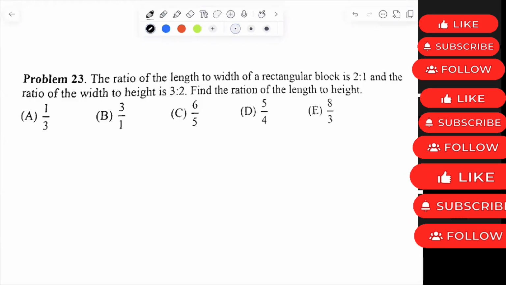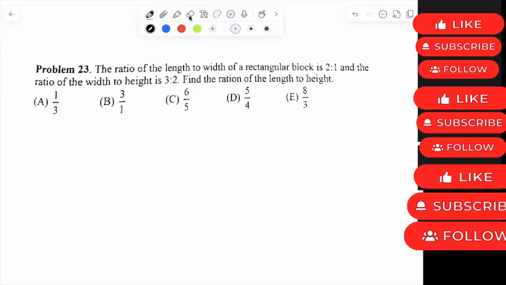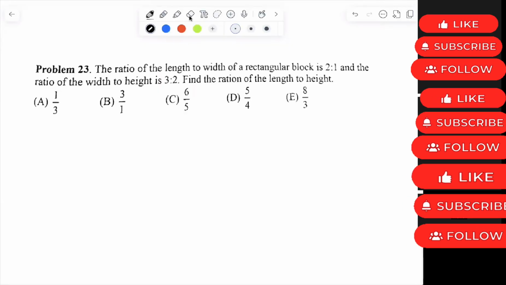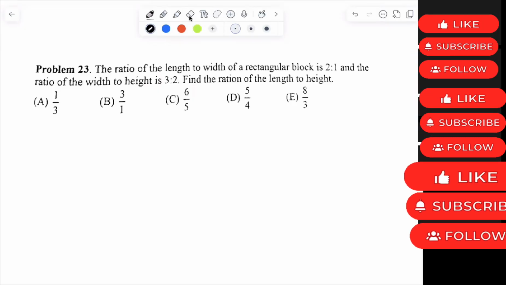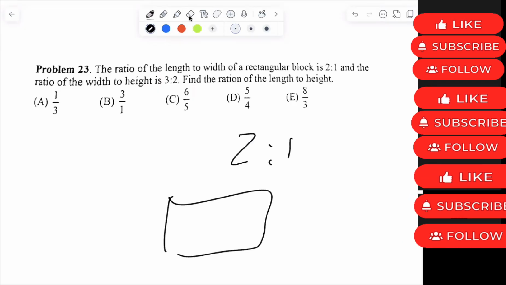All right, let's get started with this question now. The ratio of the length to the width of a rectangle block is 2 to 1, and the ratio of the width to the height is 3 to 2. Find the ratio between the length to the height. Well, it's 2 to 1 for the rectangle block, and the width to the height is 3 to 2.